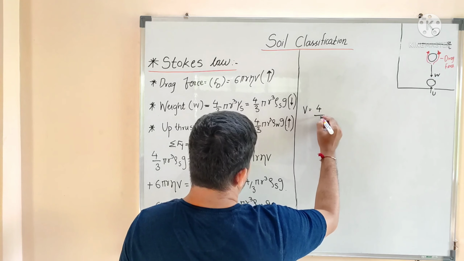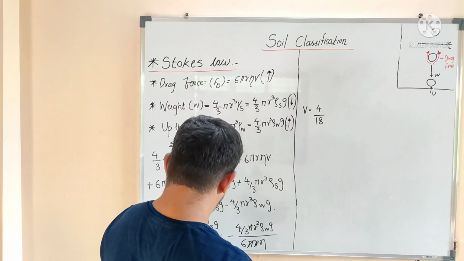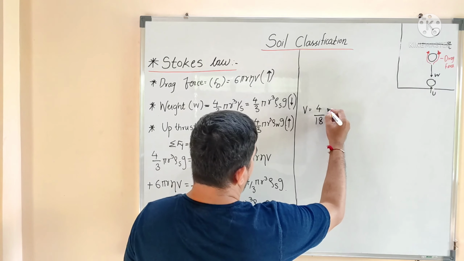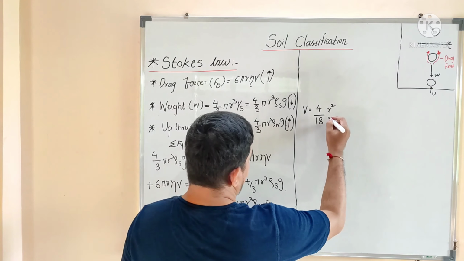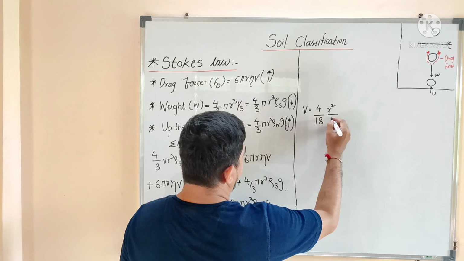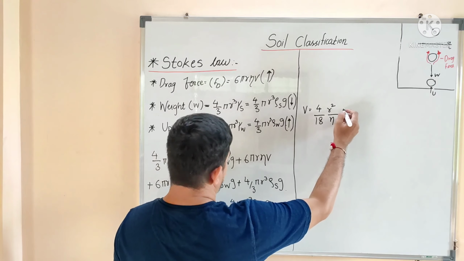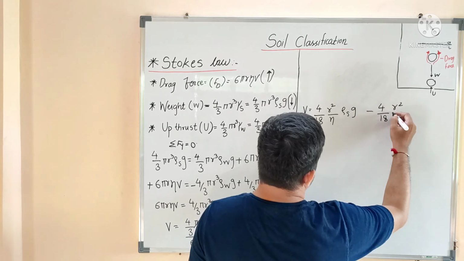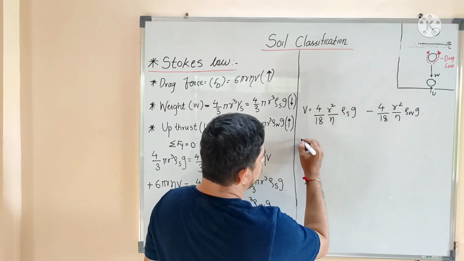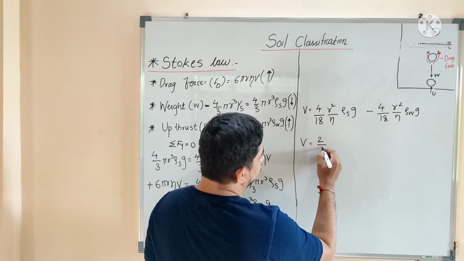So now simplifying this, we will get V is equal to 4 by 18 into r square divided by eta into rho s into g. Again, if we simplify this, we will get 2 by 9.